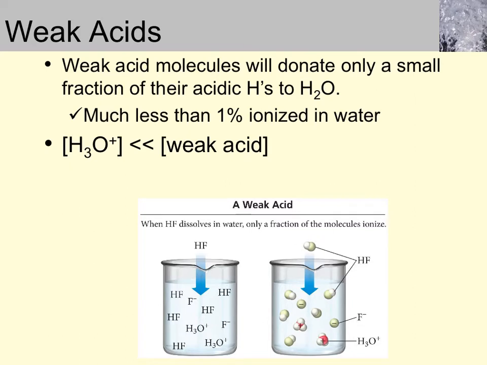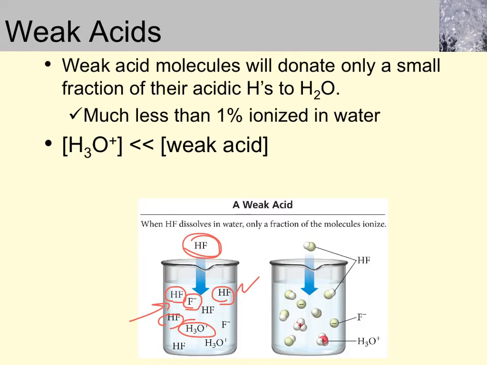Alrighty, so just to look at a weak acid, it still donates a hydrogen ion, but just not as many of them. So an example of a weak acid would be hydrofluoric acid. When you put it into water, instead of it 100% dissociating into the ions, in this case fluoride and hydronium ion, only a certain portion of the HF molecules would dissociate, but the vast majority of them will remain intact just as HF.